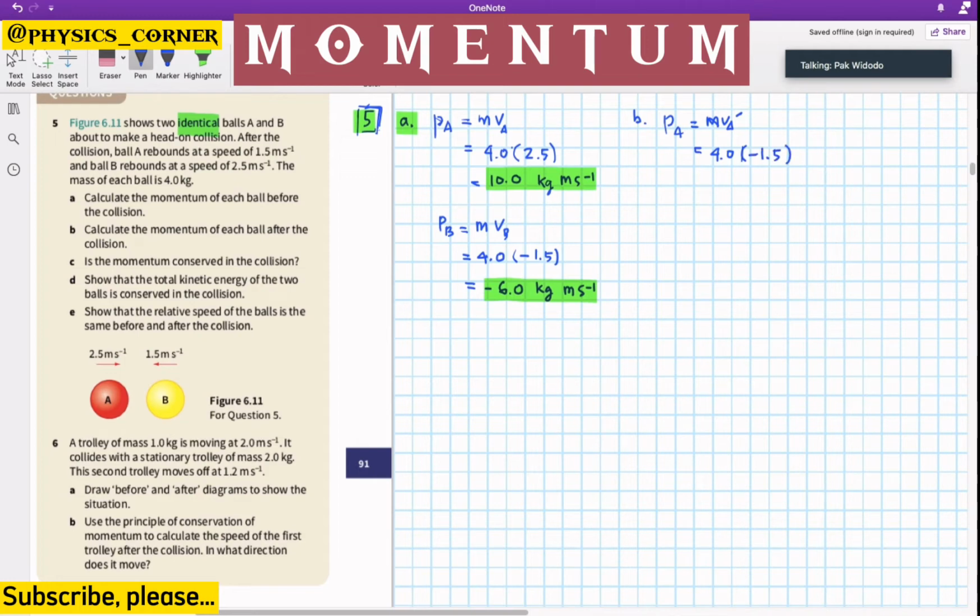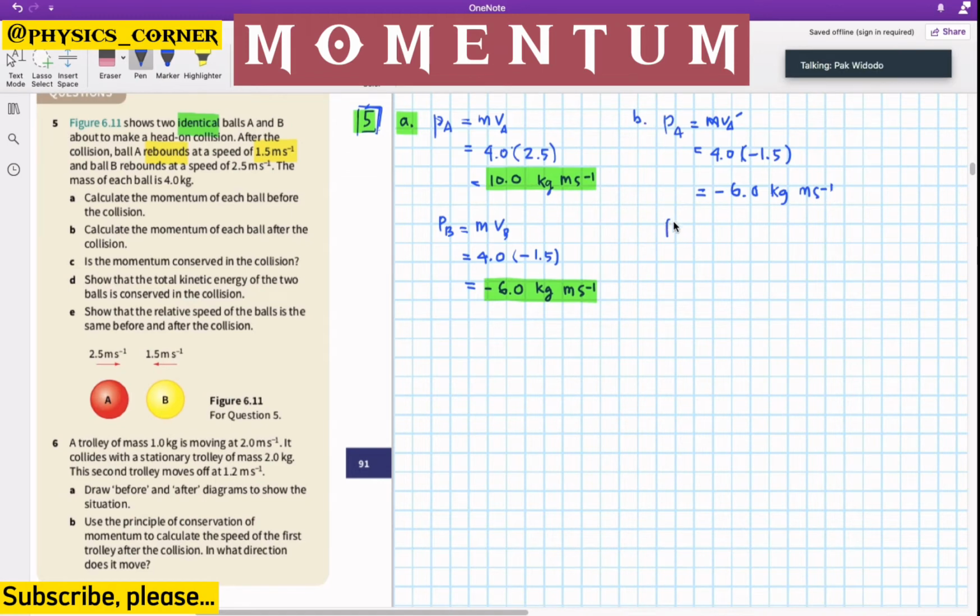Here this one, ball A rebounds. Rebound means back to the left side, so it becomes 1.5 meter second minus 1. So this equals negative 6 here, kilogram meter second minus 1, negative 6.0.